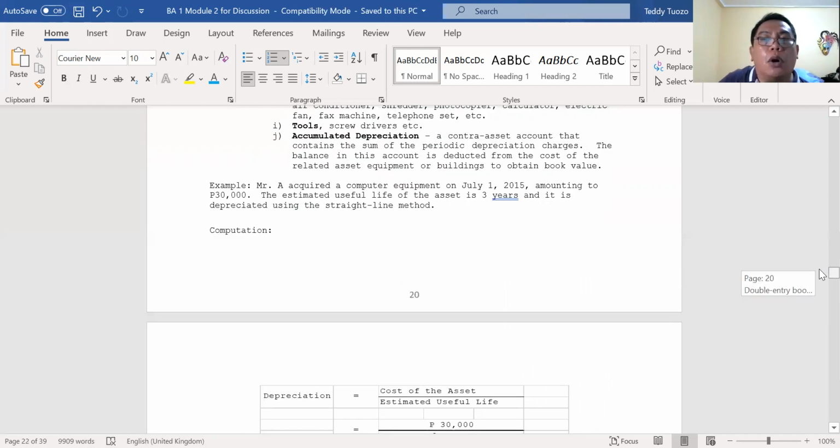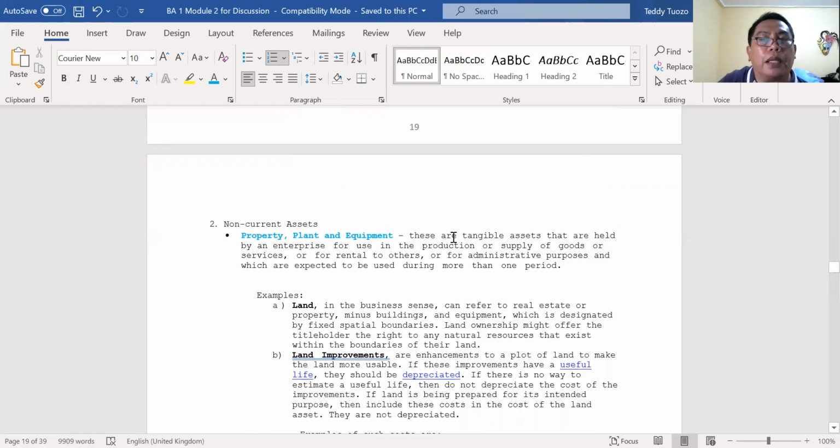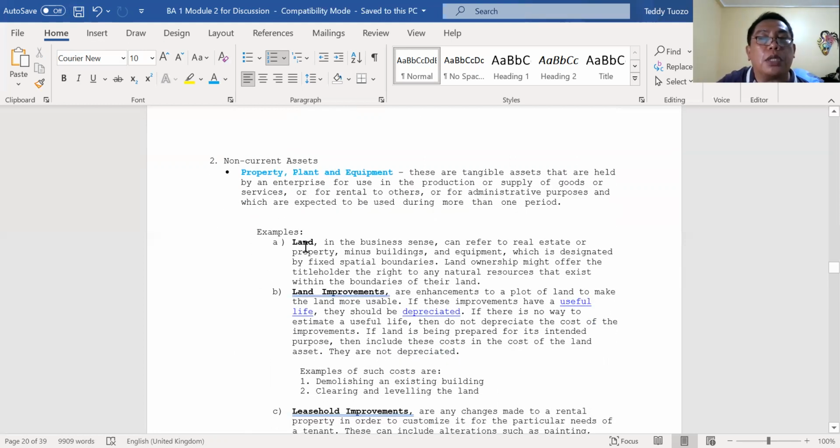Okay, so let's go back to property, plant, and equipment under non-current assets. So take note that under assets, we have two sub-classifications, current assets and non-current assets. So we're done with the current assets discussion. So now we proceed with the non-current assets. So first under non-current assets is property, plant, and equipment.